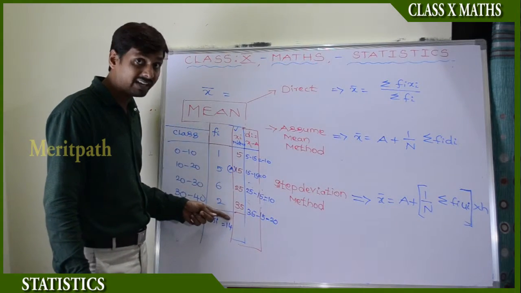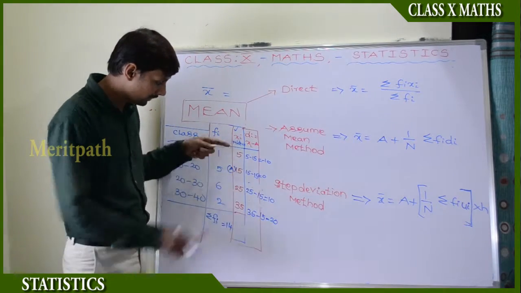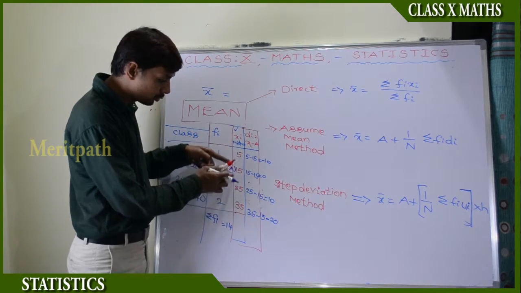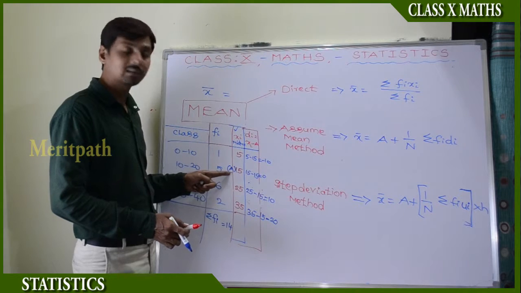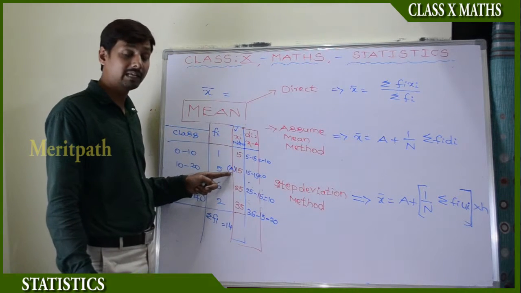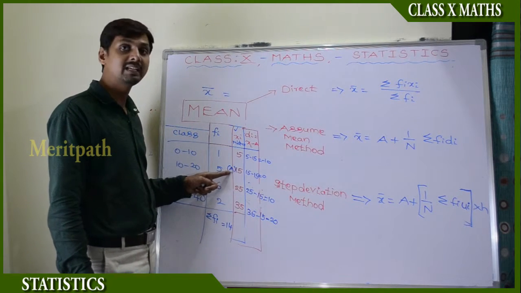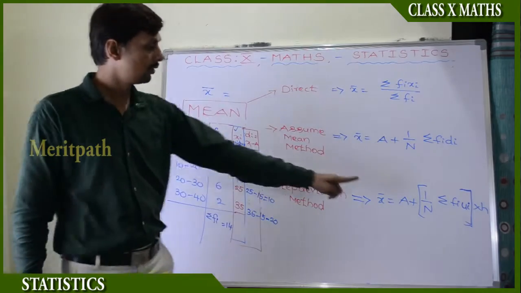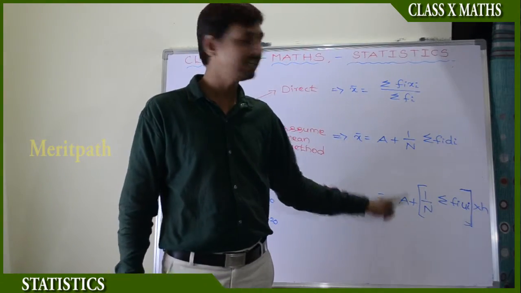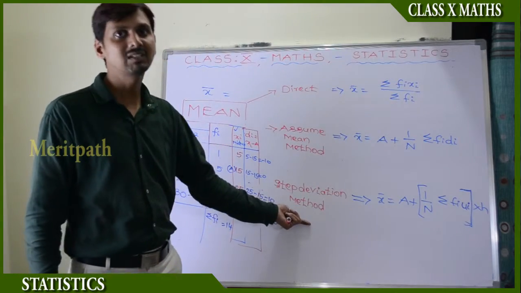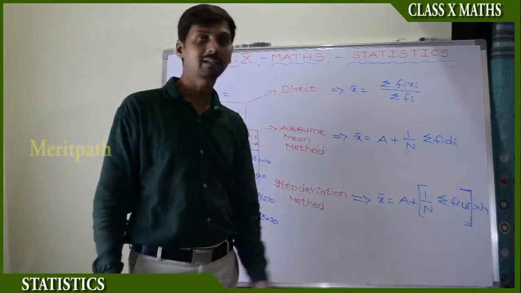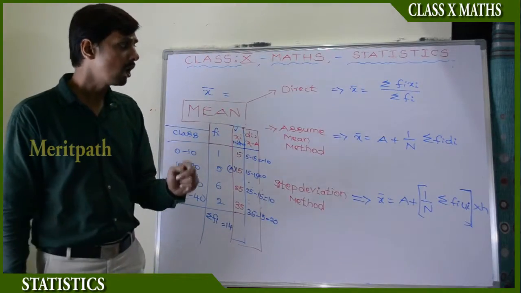Among the xi values, there are two values in the middle. We can take either that one or this one. We can take a as 15, so the assumed mean is 15. In the same way as we took the assumed mean in the previous method, we'll take it with the step deviation method: a plus 1 by n.